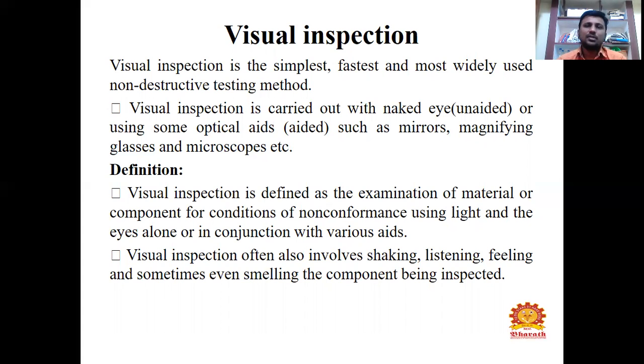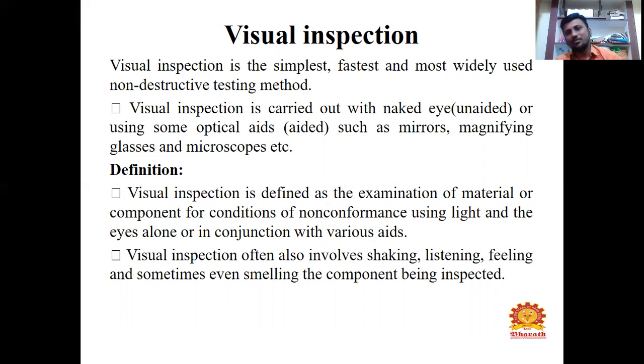Now we see the definition of the visual inspection method. Visual inspection is defined as the examination of material or component for conditions of non-conformance using light and the eye alone or in conjunction with various aids. Visual inspection often also involves shaking, listening, and feeling, and sometimes even smelling the component being inspected.